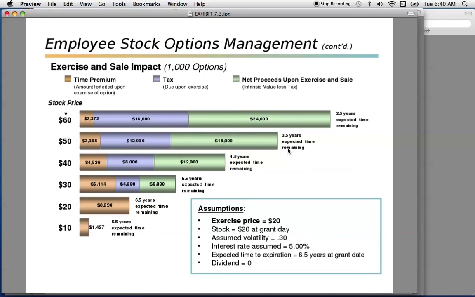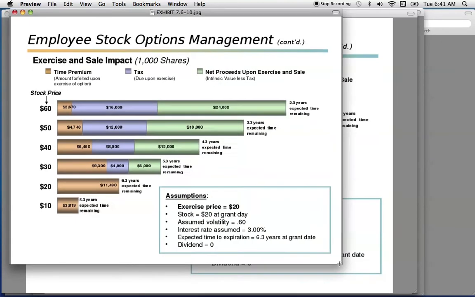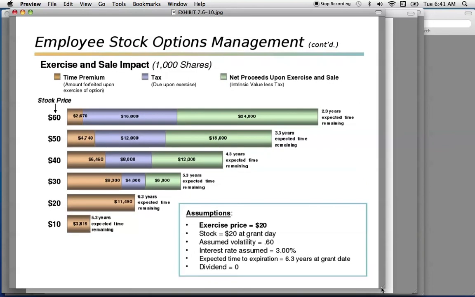In California, you can get less, because the California state taxes plus the federal taxes jump the current tax on your employee stock options up to 45%. All right. So now let's look at the final graph, which is the same as the graph before, except we changed the assumptions with the high volatility, giving us that much larger time value. All right.